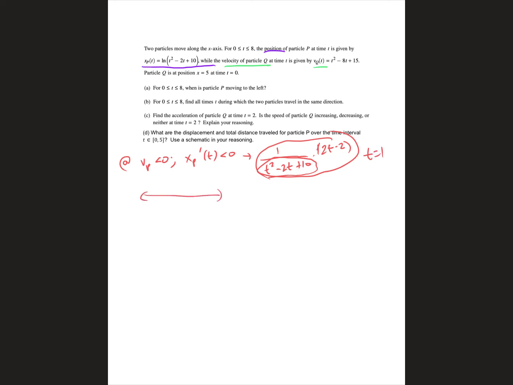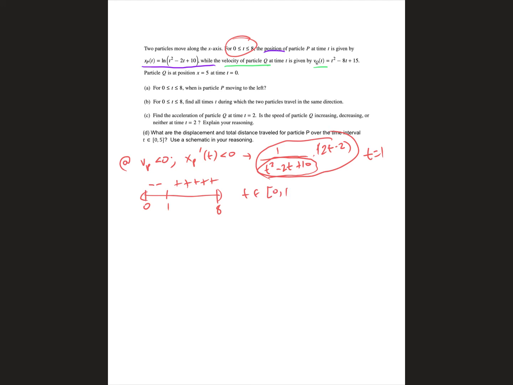So I'm going to draw my sine line. They did tell us we were talking about the interval from 0 to 8, so I'm going to cap my sine line with those numbers, and then put my critical point there. And when I plug in the numbers that I am testing, basically, I'm going to get a negative here and positive here. So it's moving to the left when t is between 0 and 1.